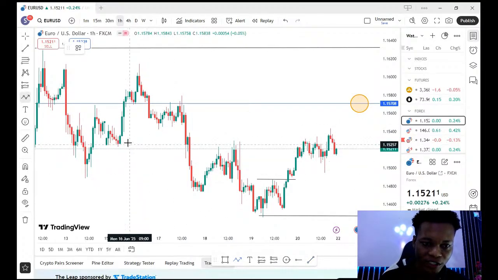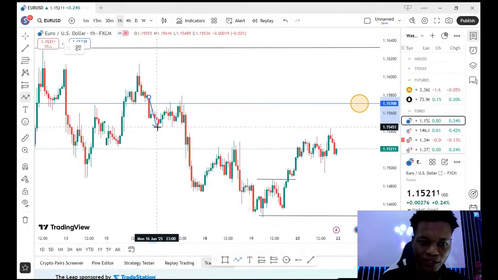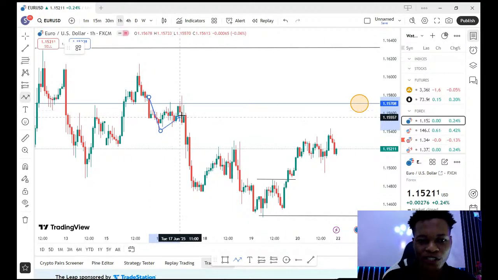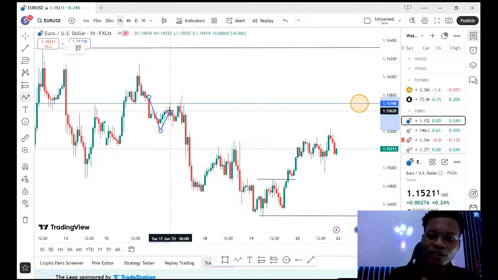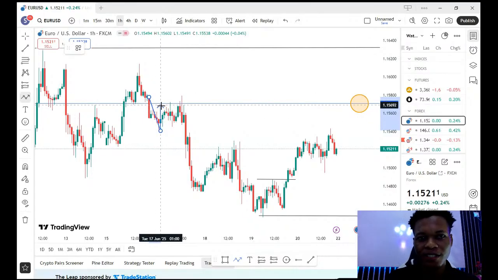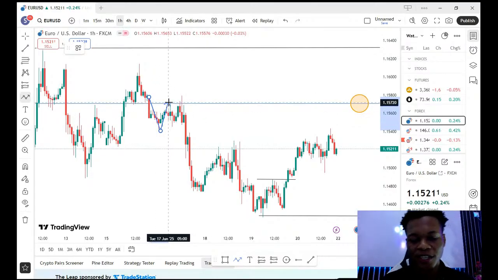Price came all the way to this particular zone. This is when price broke in and then gave us more sections here. That's why I told you that whenever price comes to your key zones, you don't just sell immediately. There are confirmations that you see that will enable you to buy or to sell.